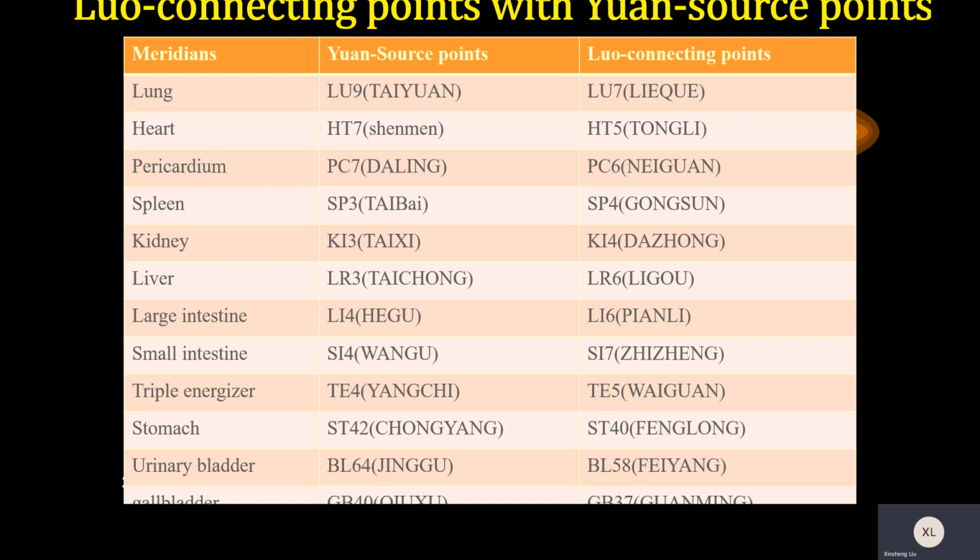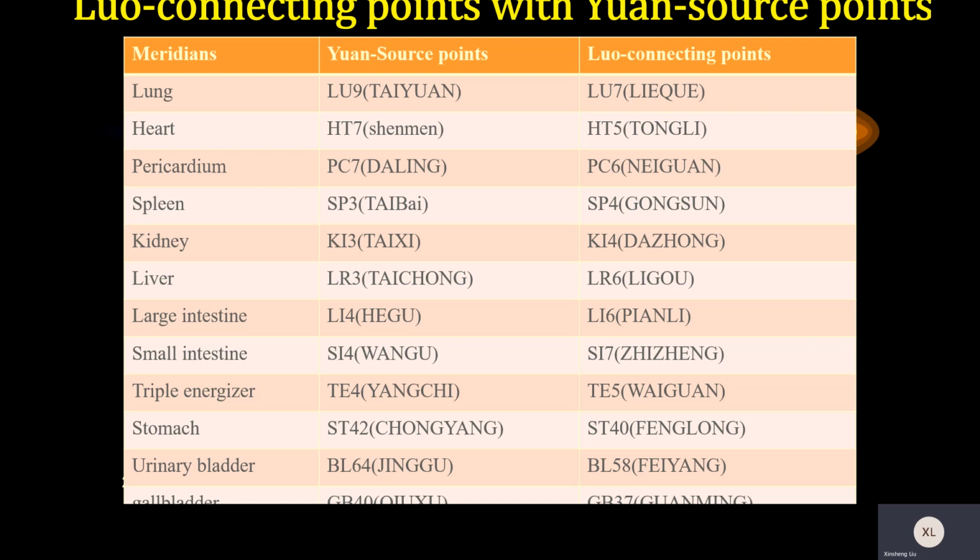Here you can remember that in the future, for some diseases, especially chronic disease, we can pair yuan source points and the luo connecting points on the same channel. For example, on the lung channel, Lung 9 is the yuan source point, paired with Lung 7, the luo connecting point, to strengthen the function to regulate lung disorder, right?